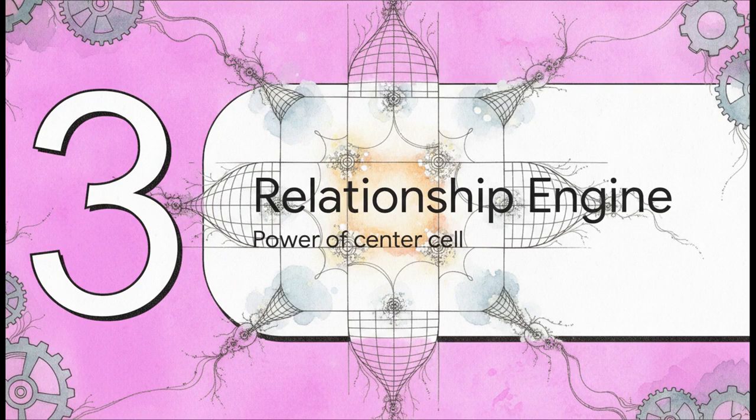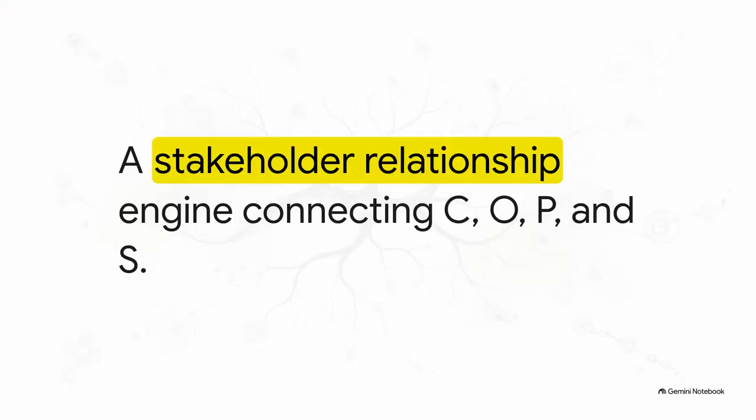Up next is section 3, the relationship engine. Let's talk about the power of the center cell. Okay, so we've mapped the top, bottom, left, and right. But the absolute most crucial piece of this entire 3x3 grid lies right smack in the middle. The center cell is what connects everything, and the source material really emphasizes a key point here.